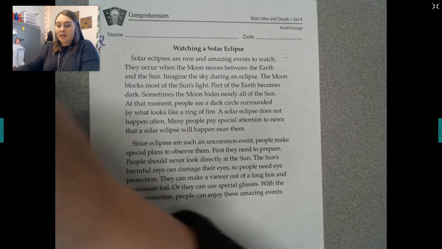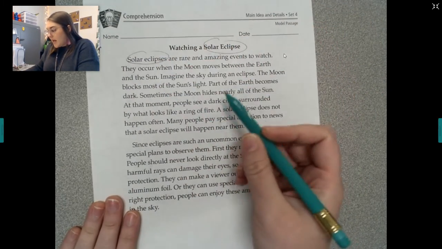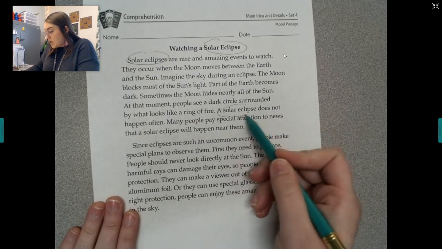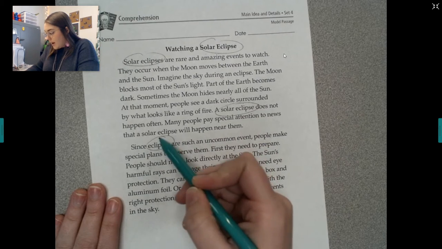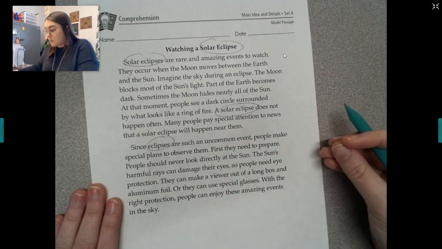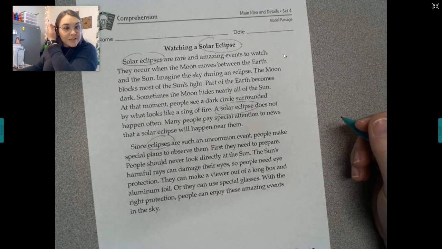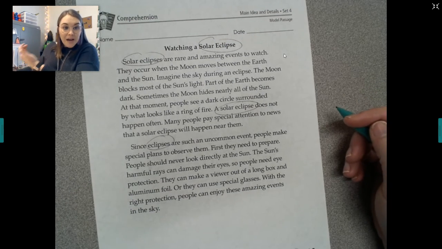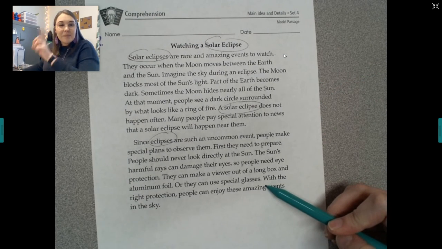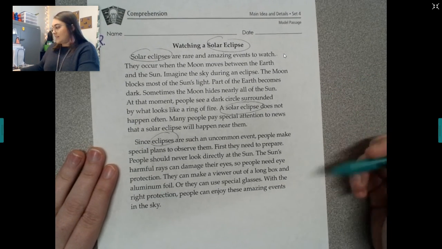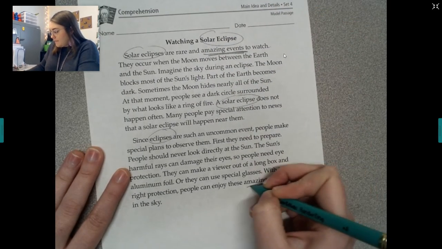So as I was reading, obviously I heard the word solar eclipse several times. So I know my central idea, the main thing that it talks about, would probably have something to do with solar eclipses. But guess what? Miss Simpson told me that I can't just write solar eclipse. So now what I'm going to do is look at the first sentence and the last sentence. Something I notice about the first and the last sentence is they both say amazing events.